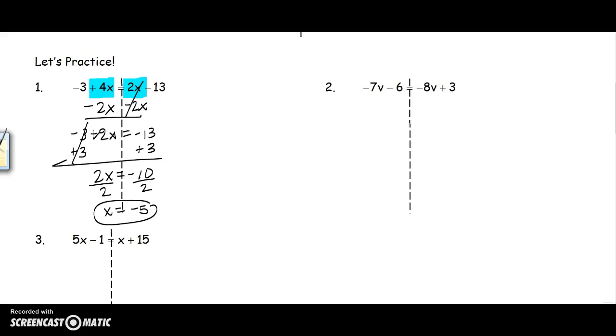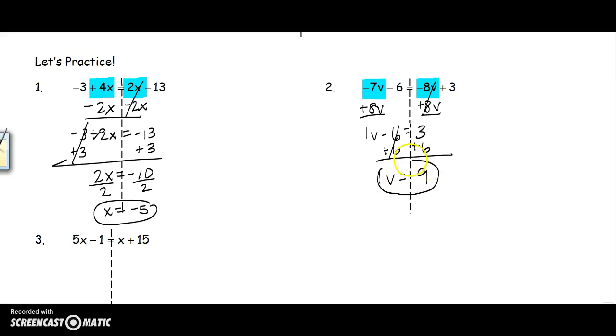Over here you have -7v and -8v. -8v is the smaller of the two, so you're going to add 8v. And that leaves you with 1v minus 6 equals 3. Again, it looks just like the problems we've been doing before, so move your constant. So either add or subtract. In this case, we're going to add. So you have 1v is equal to 9. You can leave your answer with the 1v in front, but you do not need it there. Okay, so you can also just write v equals 9.